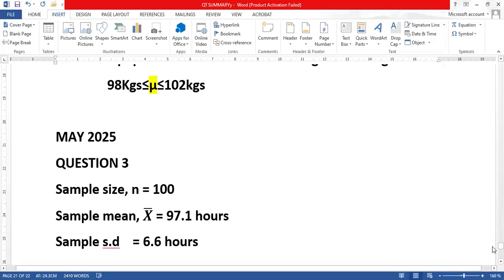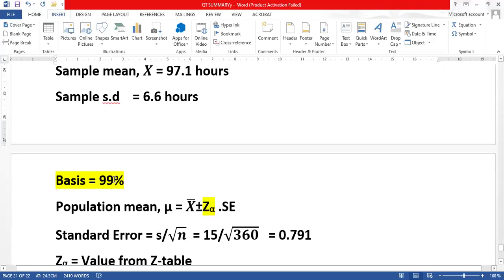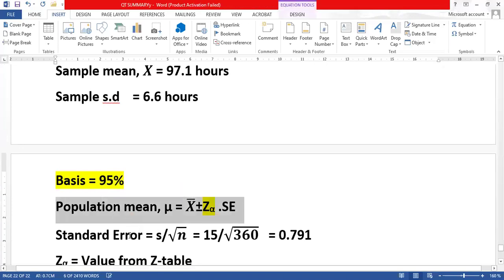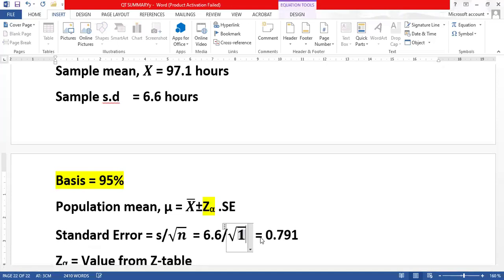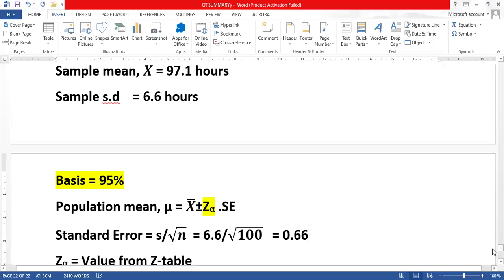Okay, so here you have the basis as 95, not 99. The formula remains the same, just that where we have 15, we put what? 6.6. Then where we have n, we are putting what? 100, because the sample is 100. What do you get? Put some speed. 0.66. 0.66 only. Round off points.